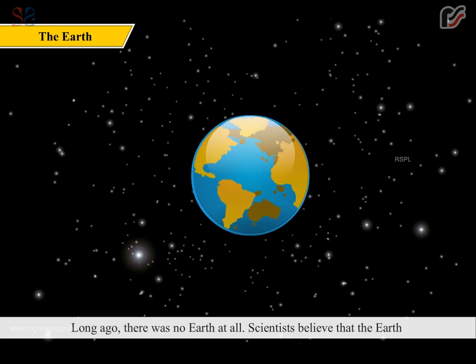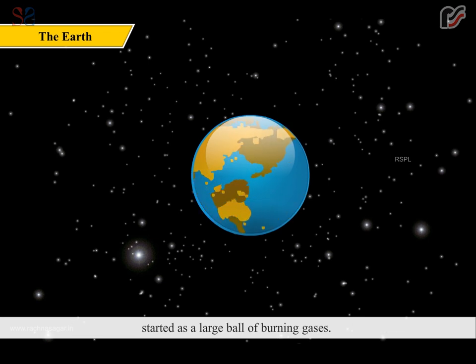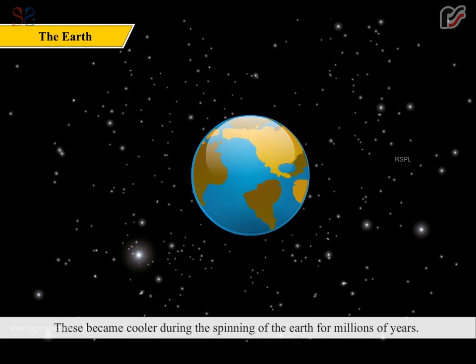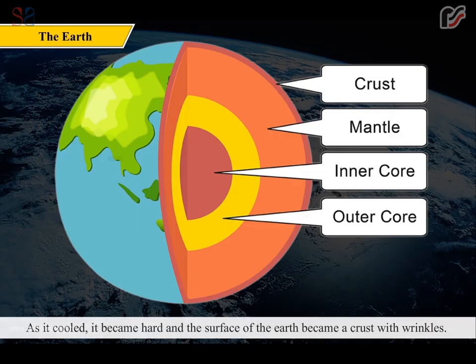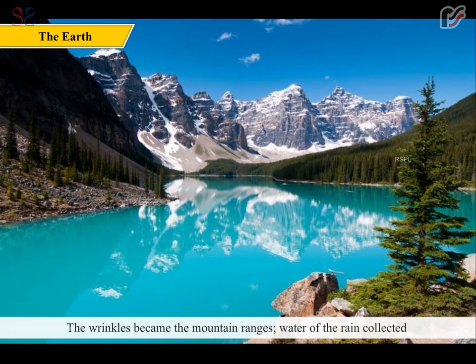Long ago, there was no Earth at all. Scientists believe that the Earth started as a large ball of burning gases. These became cooler during the spinning of the Earth for millions of years. As it cooled, it became hard and the surface of the Earth became a crust with wrinkles. The wrinkles became the mountain ranges.